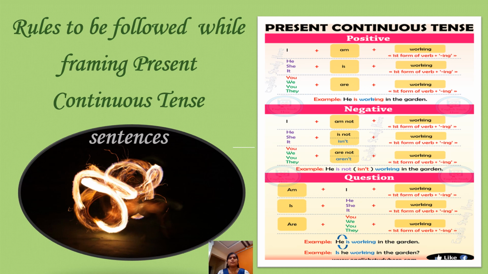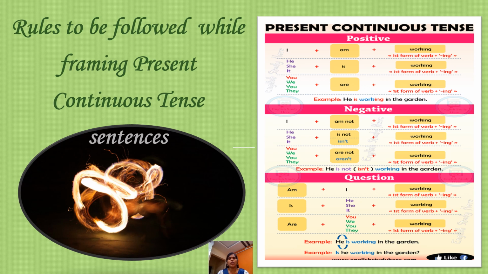And the third type, question form, in which the helping verb comes in the front or in the beginning and the pronoun takes the second place while changing it into the present continuous tense sentences. For example, I am working is in the positive, I am not working is in the negative, am I working is in the question form.